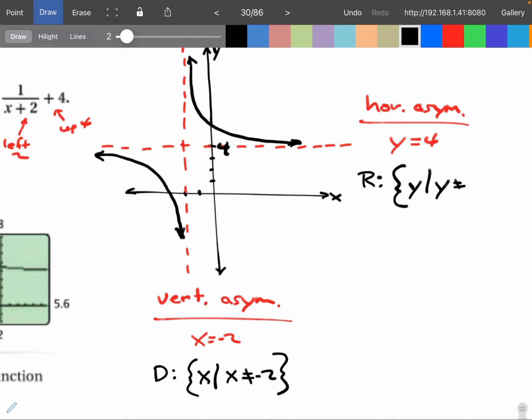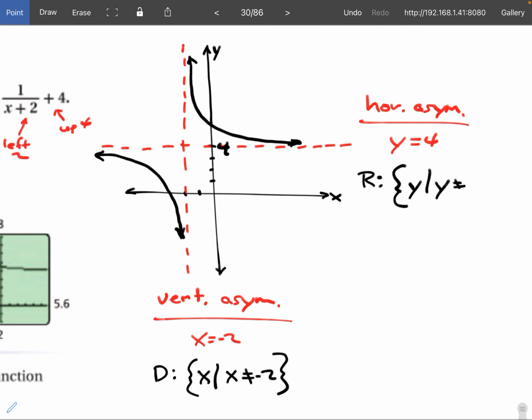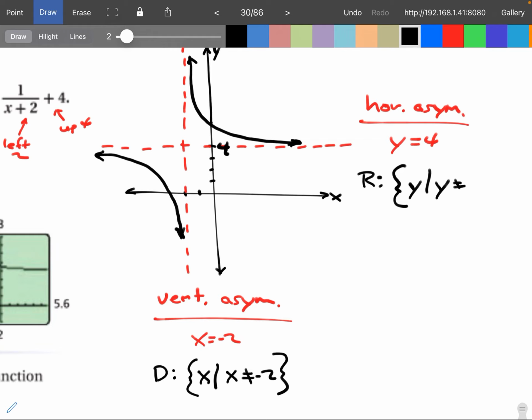So such that y is not equal to what? What's the one y value that's missing on that graph? What's that? 4. Yeah, it's 4. And you can kind of see it right here. If you thought about what we wrote down for the horizontal asymptote, it's y equals 4, right? It's this horizontal line right here at y equals 4. Well, that means there is no point on the graph that has a y coordinate of 4. So the range is all real numbers except for y equals 4. So we're going to put a 4 right here.